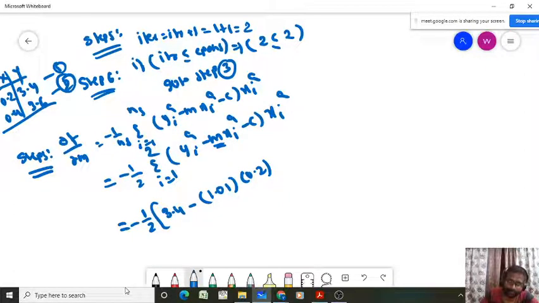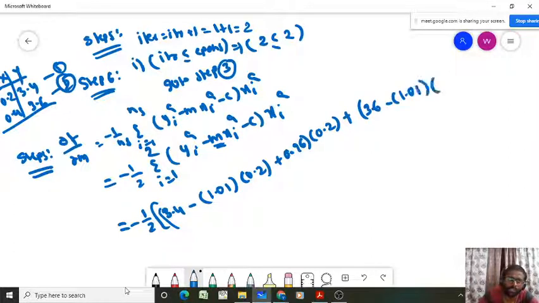Minus 0.9. 958. So that is, I am taking just 0.96. So 958, 0.96. So this is for i equal to 1, into 0.2, plus we have to go to i equal to 2 now, the second sample. So then we have to take the same 3.6 minus 1.01 into x value 0.4, plus c value 0.96 into 0.4.